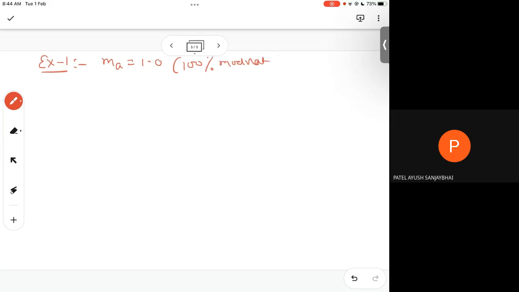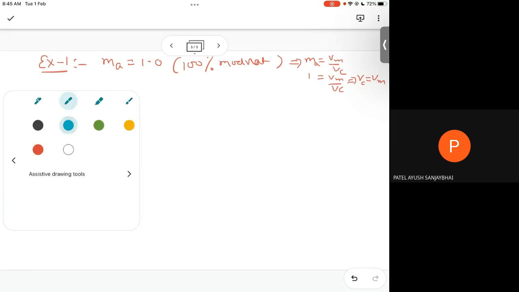And what happens here? In this case, we'll see how my AM waveform looks. So this means m is equal to Vm over Vc, and that means 1 is equal to Vm over Vc. That means Vc is equal to Vm in this case. So for such a case, I plot the three signals very clearly.